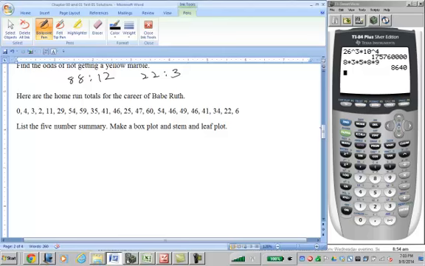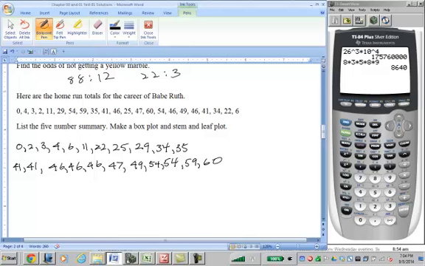So let's do the 5-number summary first. Since there are 22 numbers, the two numbers in the middle are number 11 and number 12: 1, 2, 3, 4, 5, 6, 7, 8, 9, 10, 11. Number 11 is 35, number 12 is 41. Those are the two numbers in the middle. So the median equals 35 plus 41 divided by 2, which is 76 over 2, which is 38. And I'm rapidly using up all my available space here.